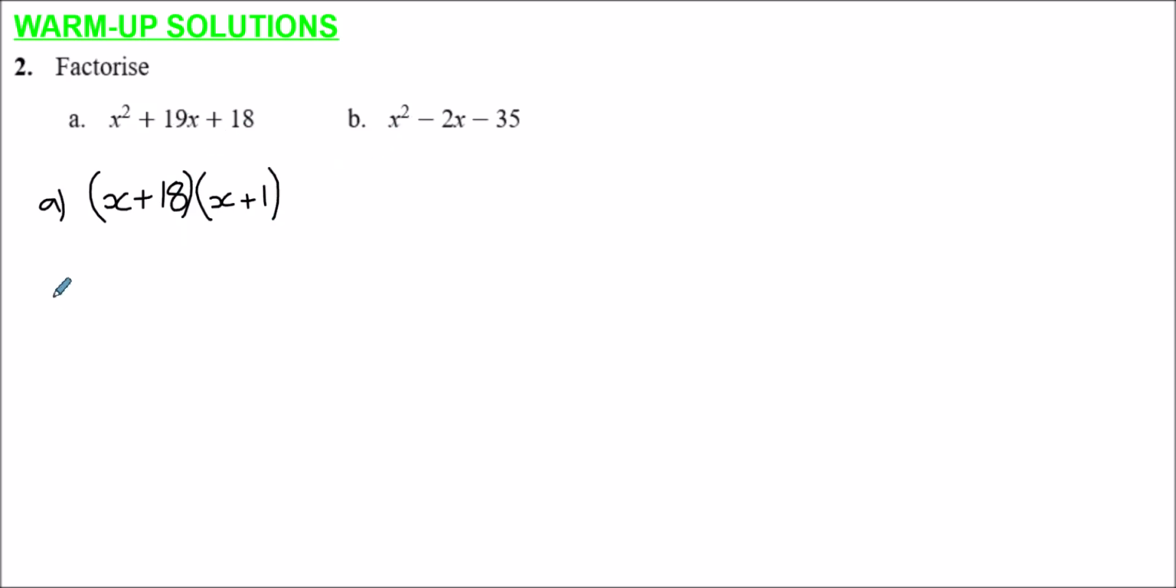Exactly the same idea for B, no different at all, only now we've got negatives to deal with. So we need to find two numbers, which when we multiply them together gives us negative 35, and when we add them that gives us negative 2. And so the numbers, hopefully you'll find out, are positive 5 and negative 7. So in either order, one bracket is x plus 5, and the other bracket is x minus 7.